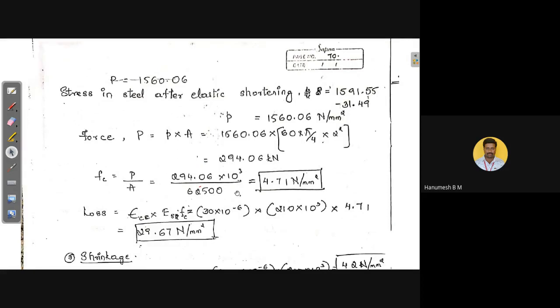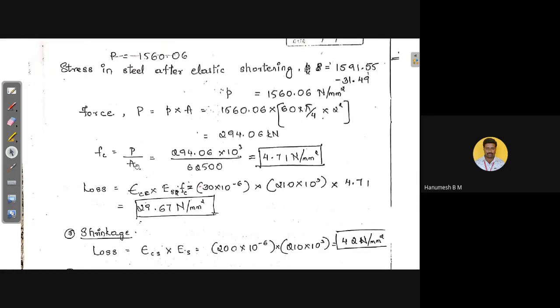Now you can calculate FC. FC is equal to P by A. Again, second term ಇಲ್ಲಿ ಬರ್ಕೊಂಡಿಲ್ಲ. The wires are distributed uniformly over the cross section. This implies that eccentricity is equal to 0. CG of the concrete will coincide with the CG of the steel. Hence FC is equal to P by A. Pre-stressing force, that is 294. What you have calculated after the elastic shortening? 294.06 into 10 raised to 3 divided by area of the concrete 62,500. Now the stress in concrete at the level of steel is equal to 4.71 Newton per mm square.